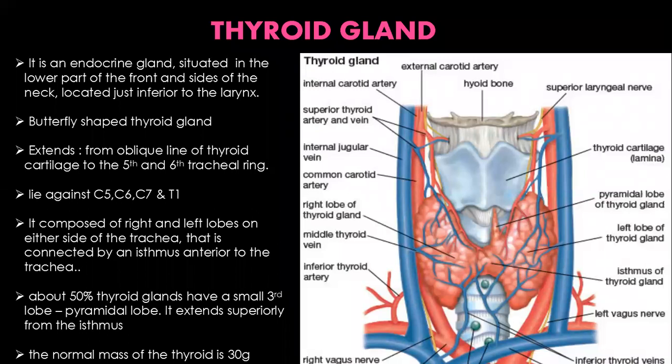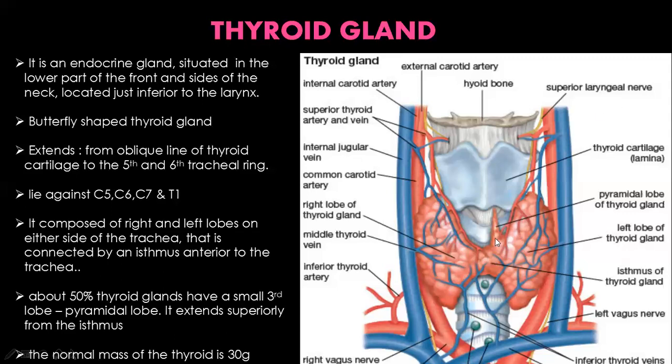So coming to the lobes of the thyroid gland. The thyroid gland is composed of right and left lobes. So this is the right lobe and this is the left lobe. These lobes are present on either side of the trachea. This is the trachea. On either side of the trachea, two lobes will be present, and these two lobes are connected by a structure called the isthmus. The central portion is called the isthmus. This isthmus is located in the anterior portion of the trachea.